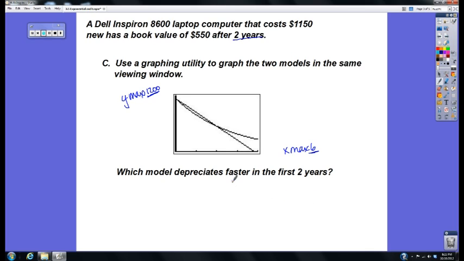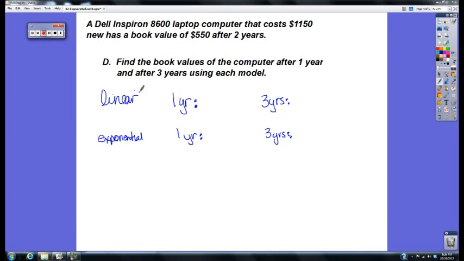Which model depreciates faster in the first 2 years? Well, here's year 1, here's year 2. Which one drops off faster? The exponential dips down quicker in the first 2 years. So that would be exponential. After that, it kind of levels off a little bit, and then the linear would drop off quicker. But the exponential drops off quicker in the first 2 years.